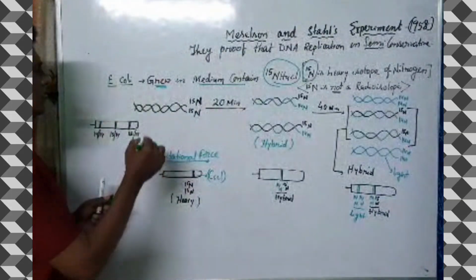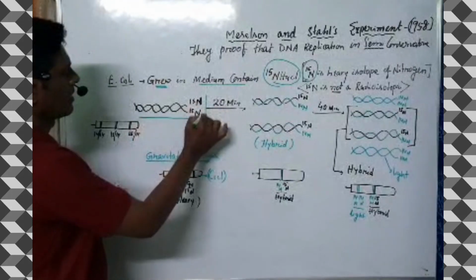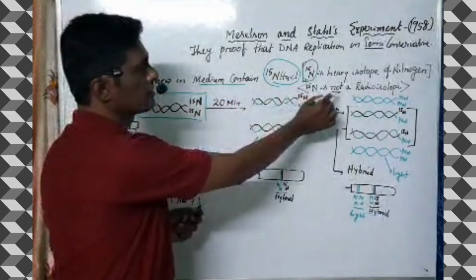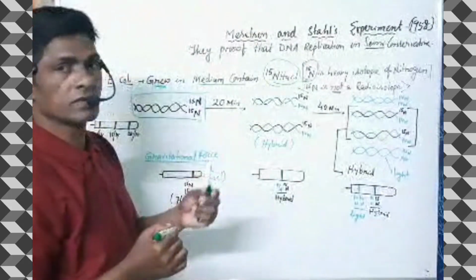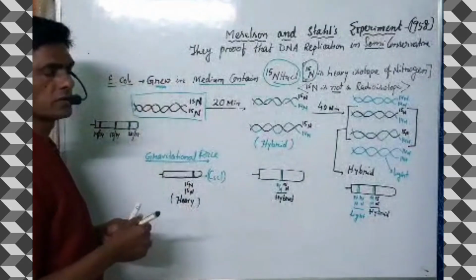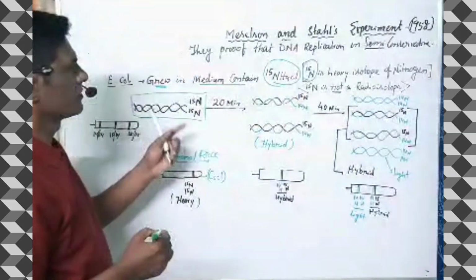After culture, they found that the DNA was heavy isotope DNA. And N15 is not a radioisotope. So you should not be confused about the radioisotope and the heavy isotope. A heavy isotope is different from a radioisotope. Then how can you measure the density of nitrogen?